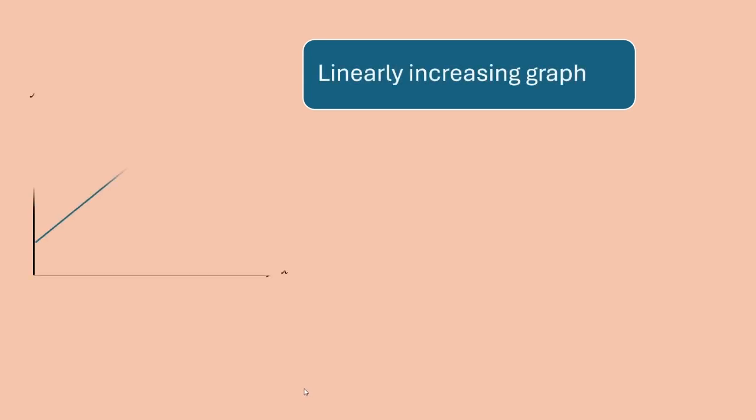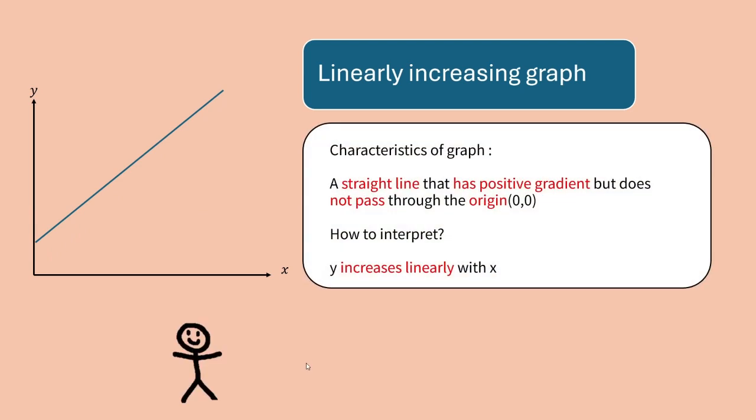Next up, we have a linearly increasing graph. It's different from the directly proportional graph because it is a straight line that has a positive gradient but does not pass through the origin 0, 0, as evidenced by here. How do we interpret it? We say that y increases linearly with x.